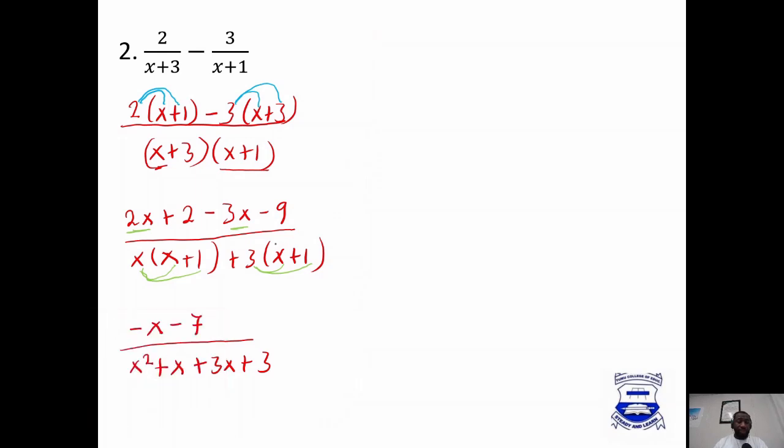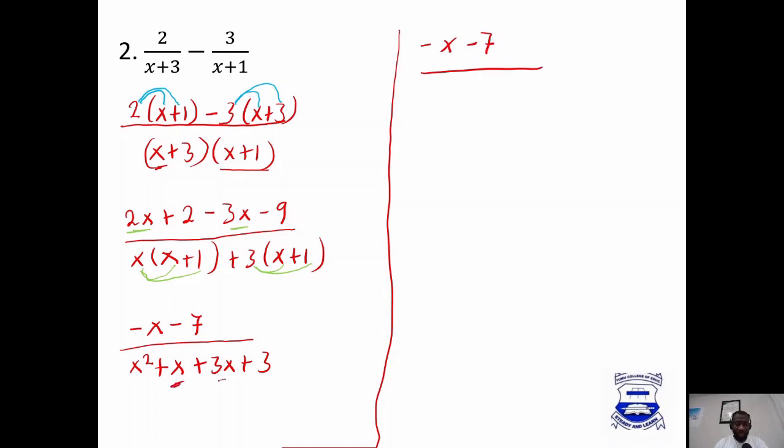We just got to look at the denominator if we have like terms that we can easily add or subtract. So I have my minus x minus 7 as our numerator all over. Now we have x plus 3x. So it's going to give me x squared plus 4x plus 3. And that's done. We're done. It's just a simplify.